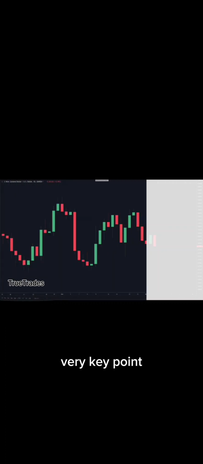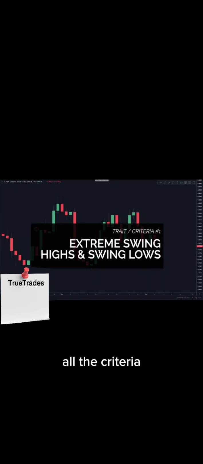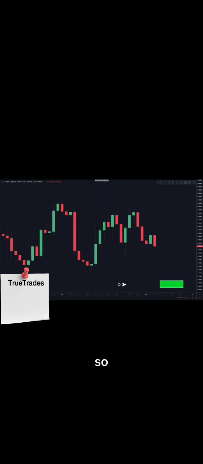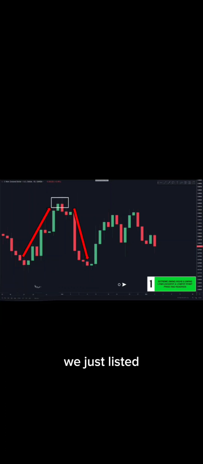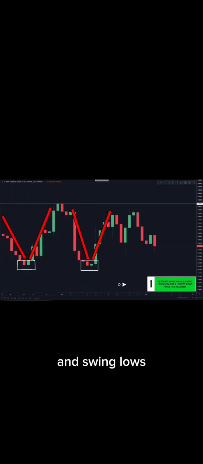So starting with trait number 1, that will qualify a level of support and resistance, which is the extreme swing highs and swing lows, meaning the highest and lowest points that price has reached in recent time. So we look left and you notice price came up, hit and reversed. And this was the highest point the price got to, making it an extreme swing high. Now, same along the bottom, price came down, hit and reversed, and this was the lowest point that price got to in recent time, making this a level of support.